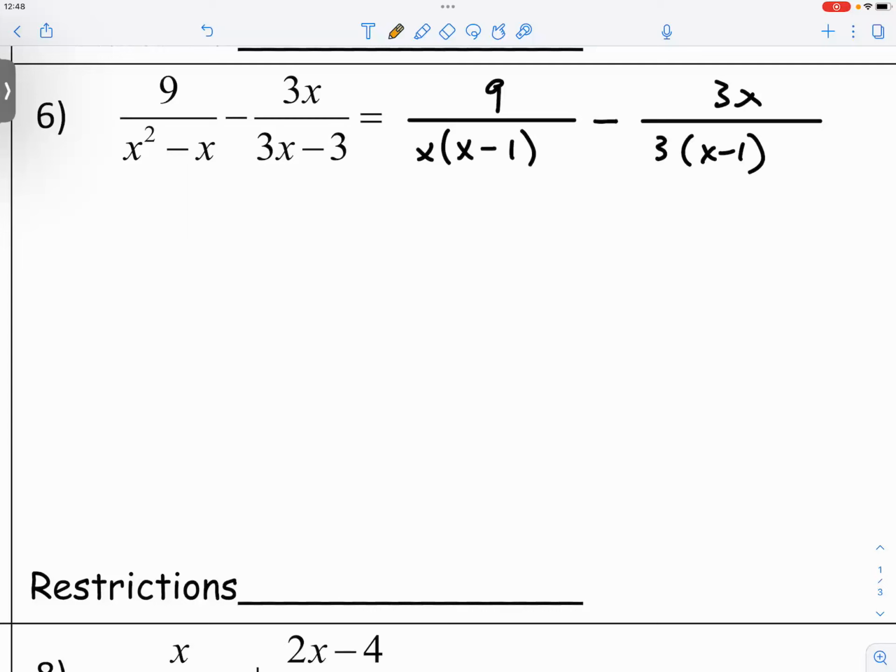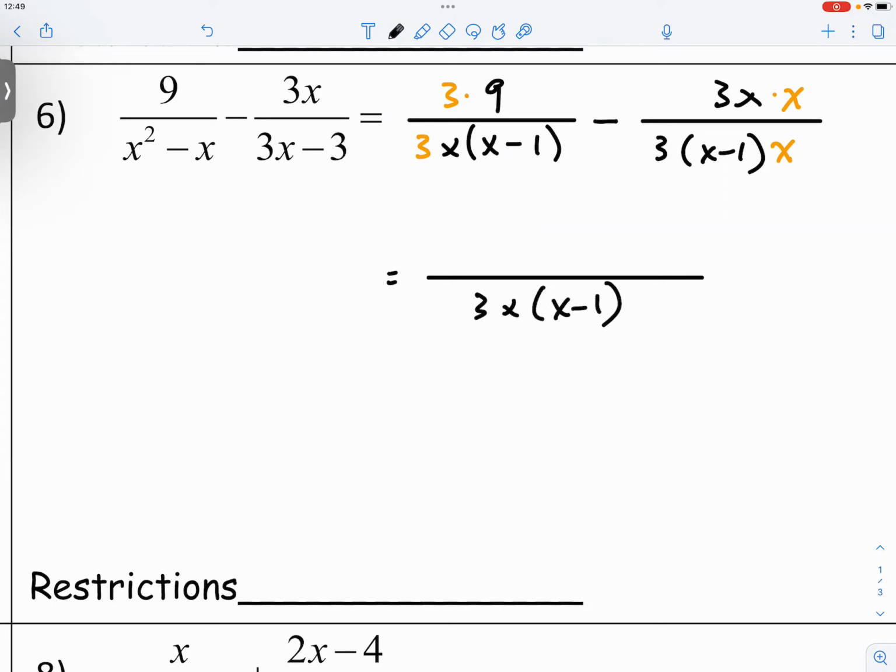The first fraction doesn't have a factor of 3, so I'm going to multiply the first fraction's numerator and denominator by 3. For the second fraction, I've got to multiply by x, because it doesn't have an x in the denominator. So now we have a common denominator of 3x times x minus 1. That will be our common denominator.